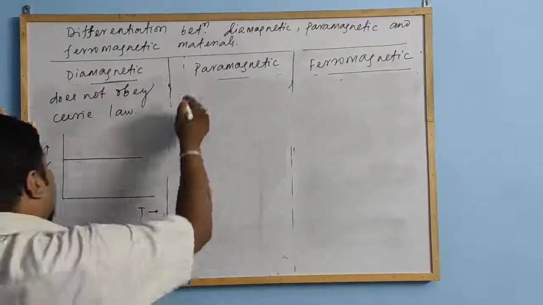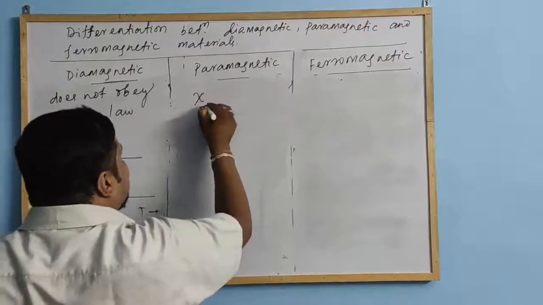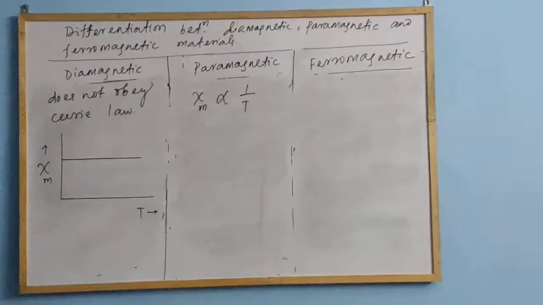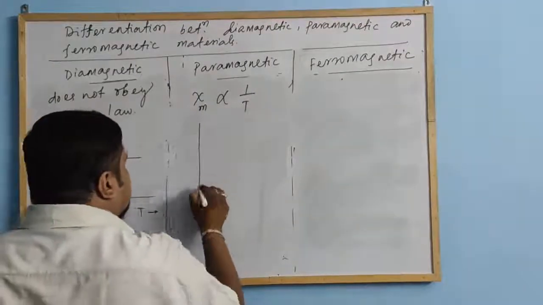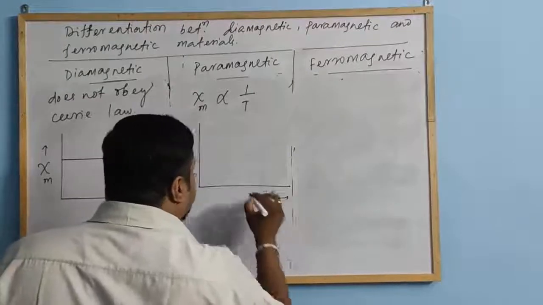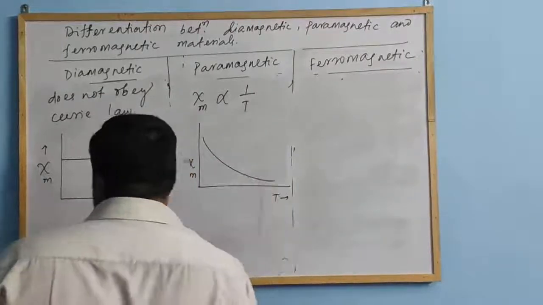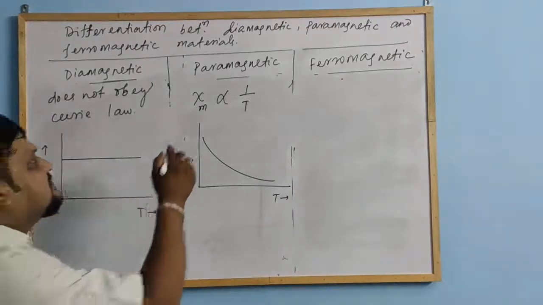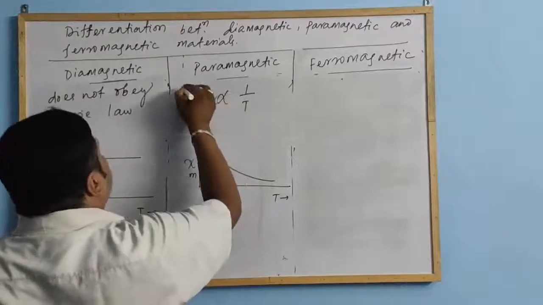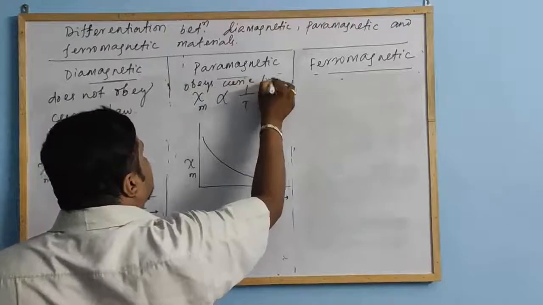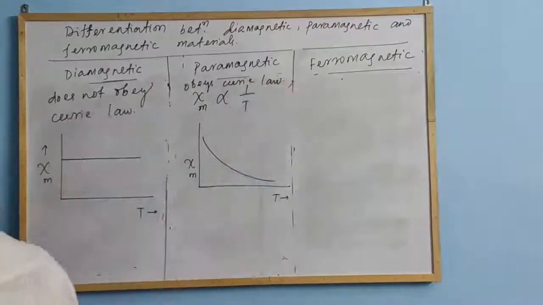But in the case of a paramagnetic material, the susceptibility is inversely proportional to temperature. What is the Curie law? If you plot a graph of magnetic susceptibility versus temperature, it shows an inversely proportional curve. The magnetic susceptibility is inversely proportional to the temperature. So it obeys the Curie law.